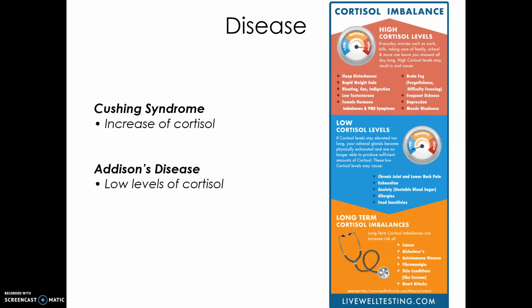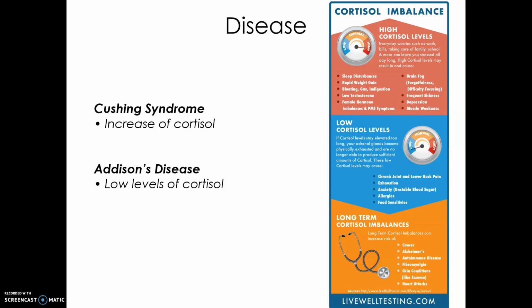A deficiency in levels of cortisol results in Addison's disease. This is caused when the adrenal glands produce too little cortisol and aldosterone. For patients with this disease, they need to take doses of corticosteroids to increase levels of cortisol in the body.